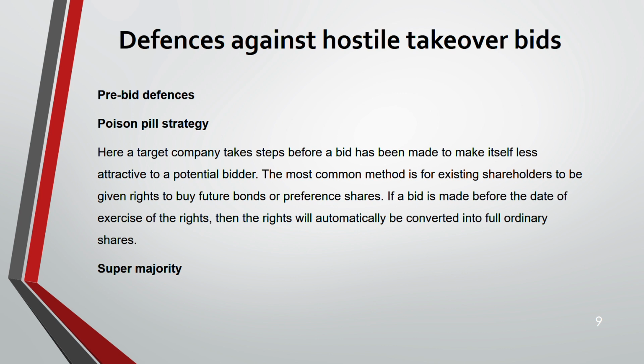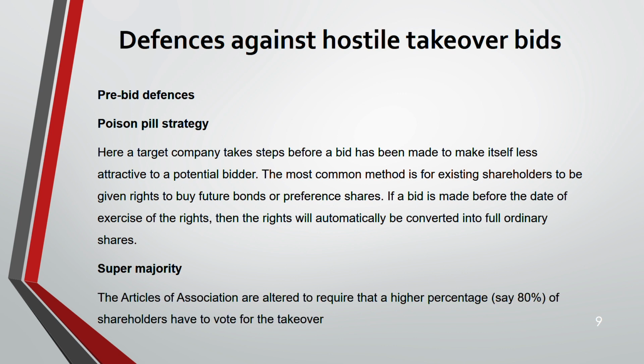The most common methods are like what? You can tell your existing shareholders to buy shares, right? Or buy future bonds or preference shares. So if a bid is made before the date of exercise of this right, then the rights will automatically be converted into full ordinary shares. Okay, basically you can sell your shares, sell your assets. Maybe you have a valuable asset that is there, sell it off, or sell the shares to the existing shareholders. So in that case, you are making yourself less attractive.